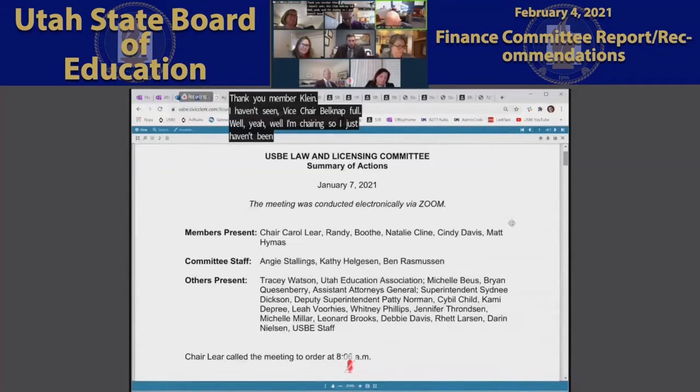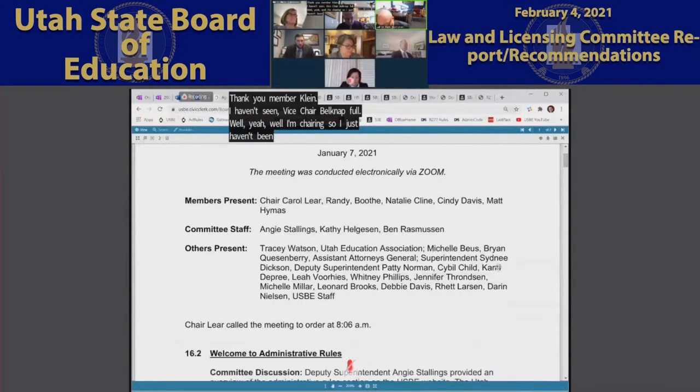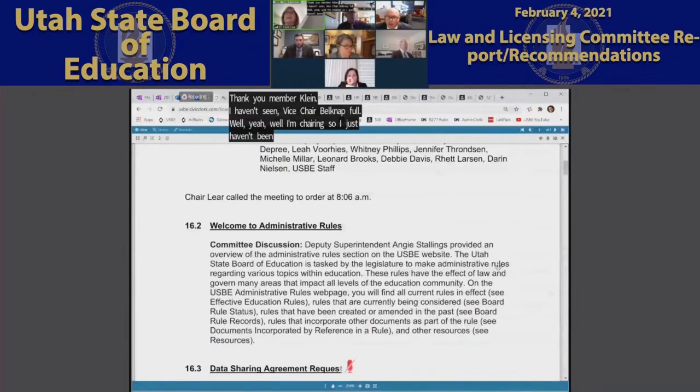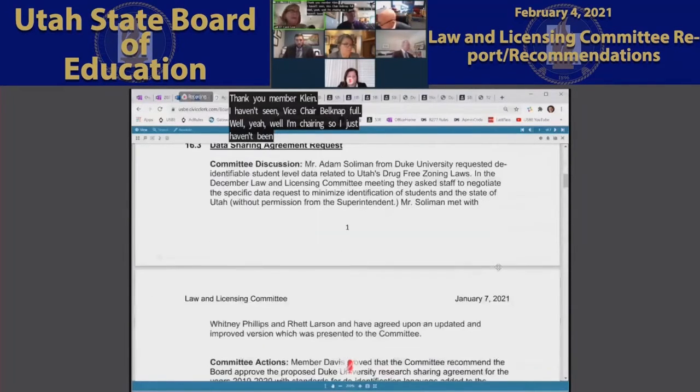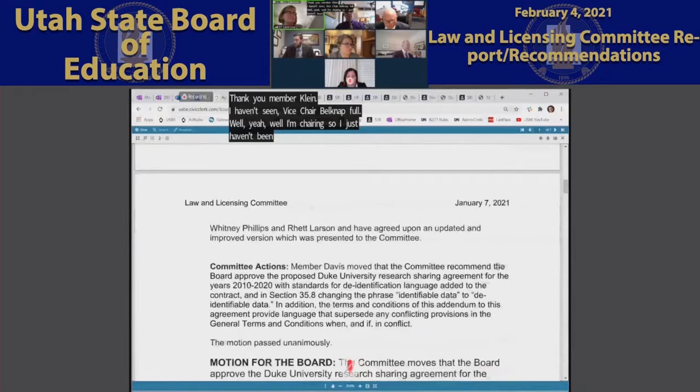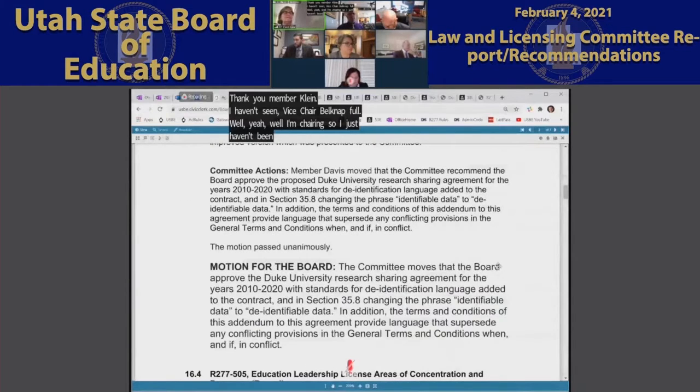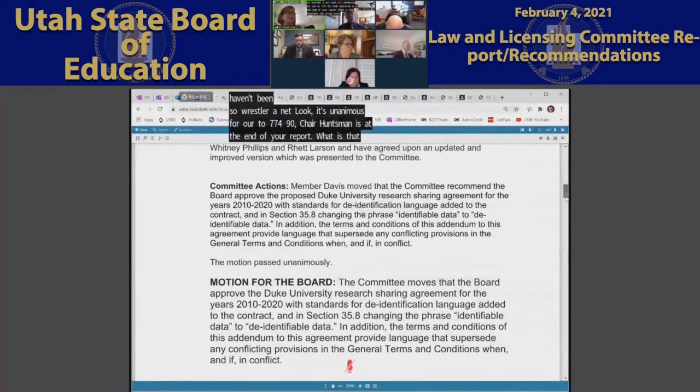Next, we'll have law and licensing. Committee Chair Carol Lear, are you ready to present your items? I am. Thank you. We'll begin on item 16.3. That was a data sharing agreement request that we have discussed now twice or more.